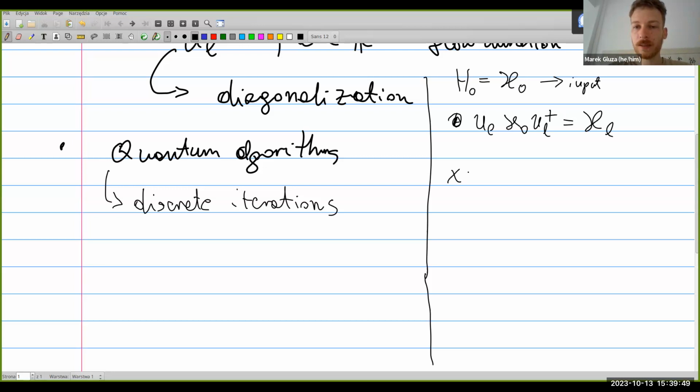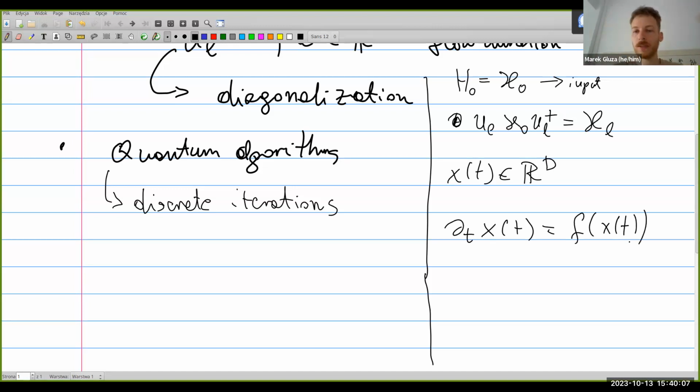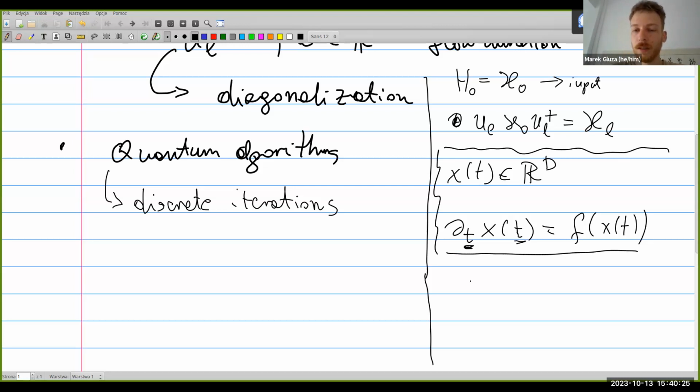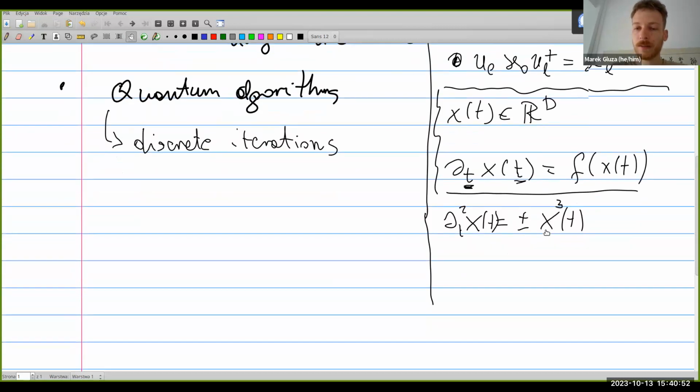So let's say I have x of t in R to the power D, and then I can write d_t x of t is some function f of x of t. That's a possibly nonlinear system of equations. And whatever is the parameter where I'm taking the derivative here, it's kind of the zipper of evolving forwards to the solution to this differential equation. Okay, so this is what we would have just for a differential equation. One example is the second derivative of x equals plus or minus x of t, and either we get an exponential or some oscillations and so on. I could also square it, I could make a third power, that would be some nonlinear oscillators and so on. So I can have a linear or nonlinear equation.